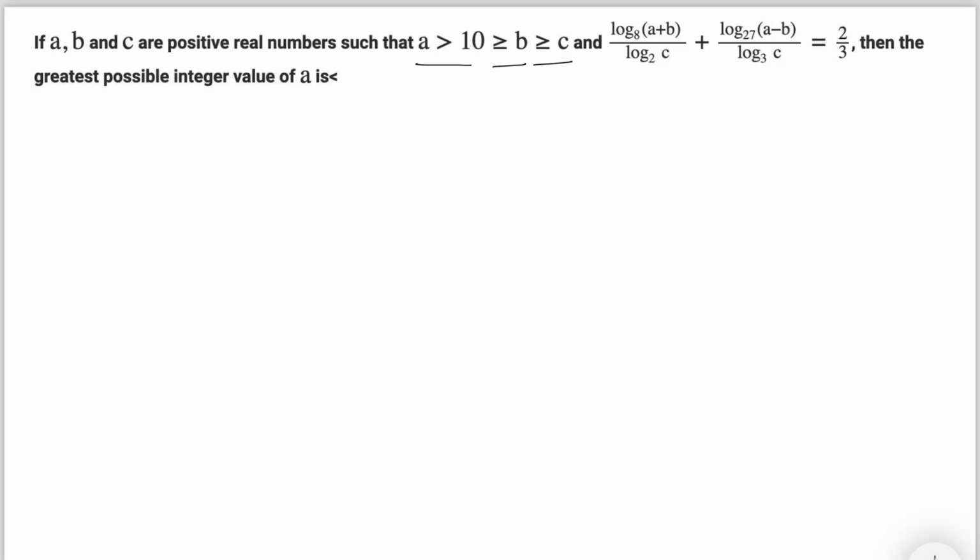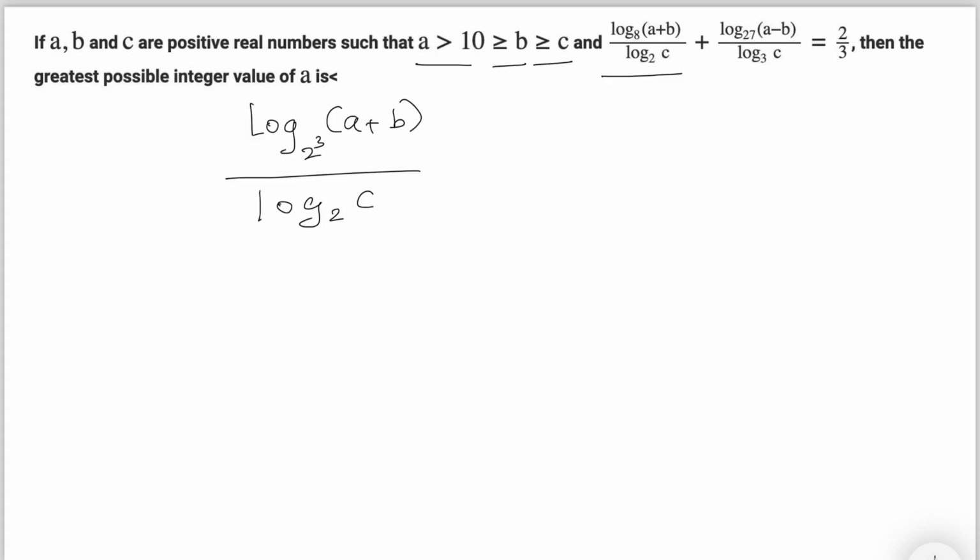Okay, very simple question. Many people mess this up because they didn't pay attention to what was asked or what was coming out in the end. So please pay attention while we solve this. The first part here is log of A plus B to the base 8 in the numerator. Let's write that as log of A plus B to the base 2 cube, divided by the denominator, log of C to the base 2 as it is, right?